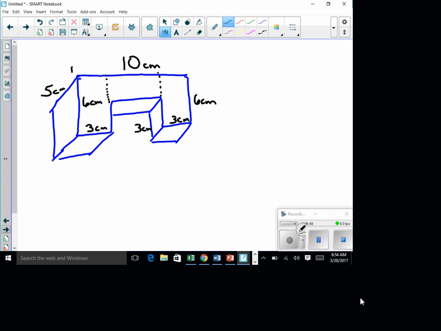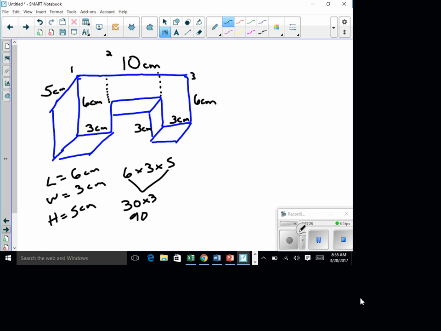So we're going to have 1, 2, and 3 pieces that we're going to have to figure out. So let's look at the first one. On number 1, it's on the left-hand side. We have a length of 6 centimeters, a width of 3 centimeters, and a height of 5 centimeters. So 6 times 3 times 5. What I'm going to do this time is 6 times 5 is 30 times 3, and we get 90. So number 1 is 90 cubic centimeters.